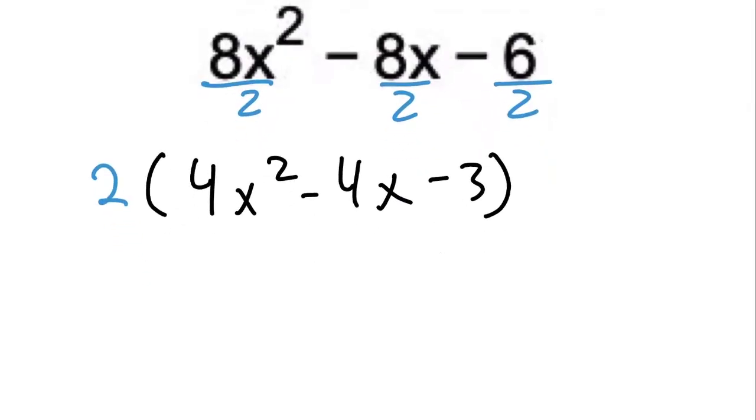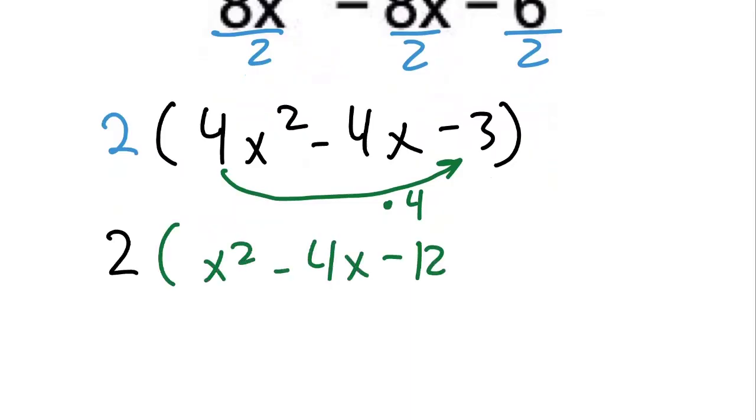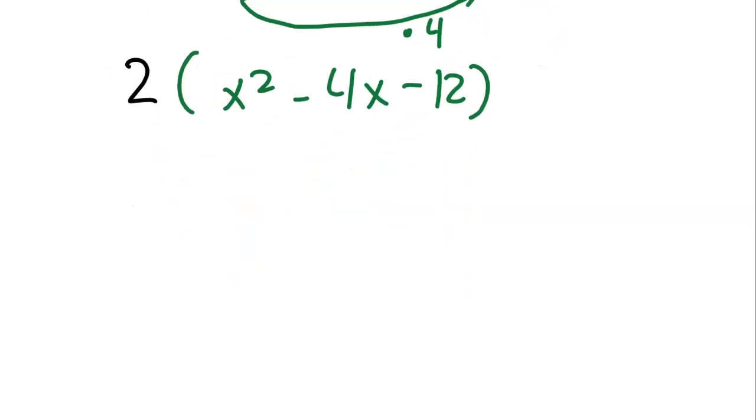Okay. Our first term in a trinomial is not 1. So that means I gotta take this 4 and multiply it by the last term. So I'm left with 2 parentheses x squared minus 4x minus 12. So now find two numbers that multiply to -12, but sum to -4.